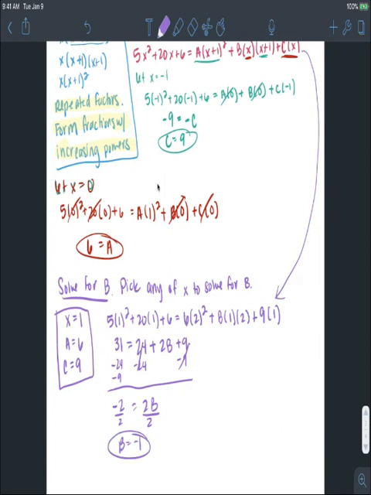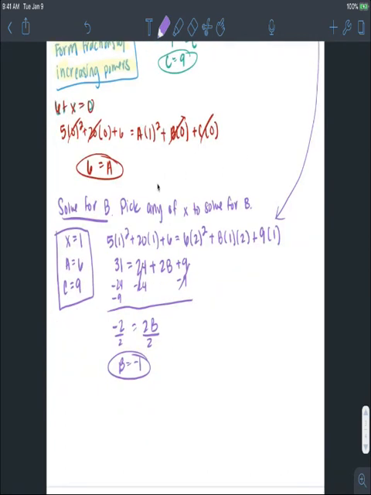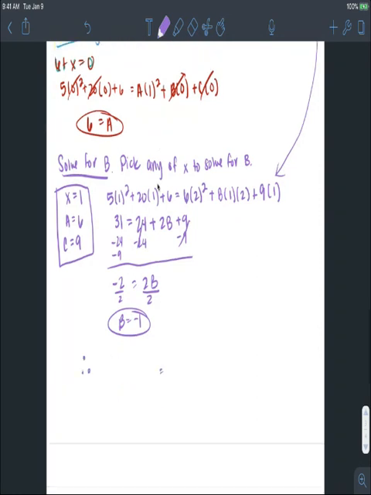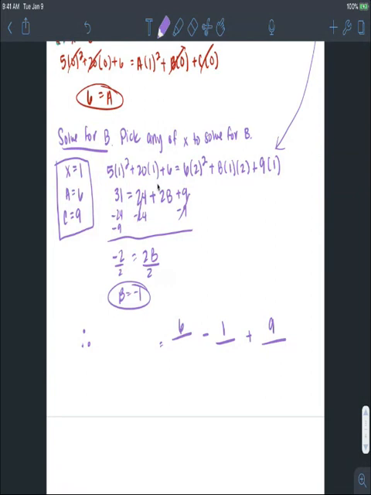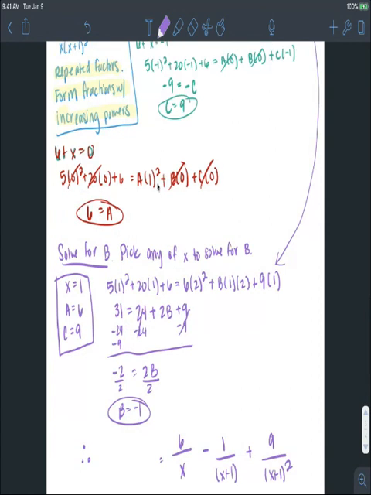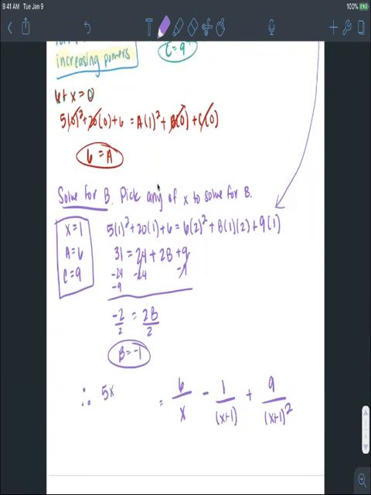Now I have my coefficients, a, b, and c. So I know that a is 6, therefore, I'm going to leave a little space, 6 over plus, minus 1 over plus 9 over. I don't remember the order. So x was under a, x plus 1, and x plus 1 squared. And then the original expression equals 5x squared plus 20x plus 6 over x cubed plus 2x squared plus x. So this is how we break down this fraction.